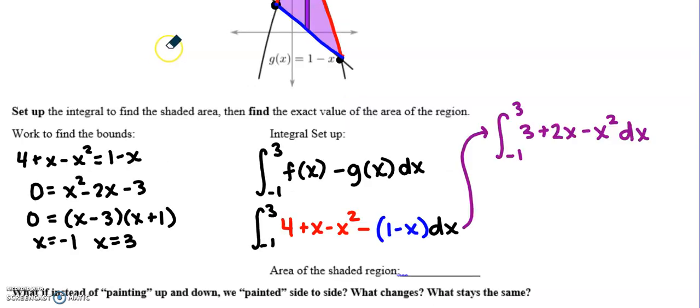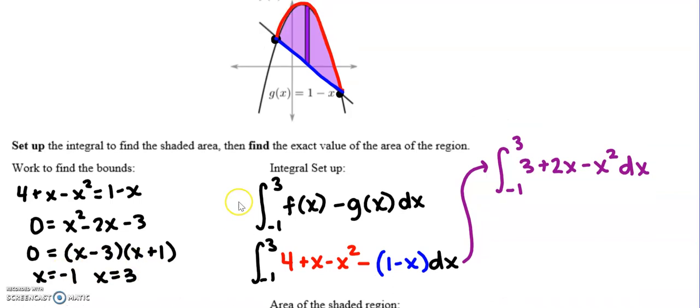All right, so checking in with you. Work to find the bounds, set these two things equal. This one factors nicely, all right? So we get x equals -1 and x equals 3. Looking at my graph, f of x is my top function, it's the parabola. g of x is my bottom function, it's the line. So f of x minus g of x.